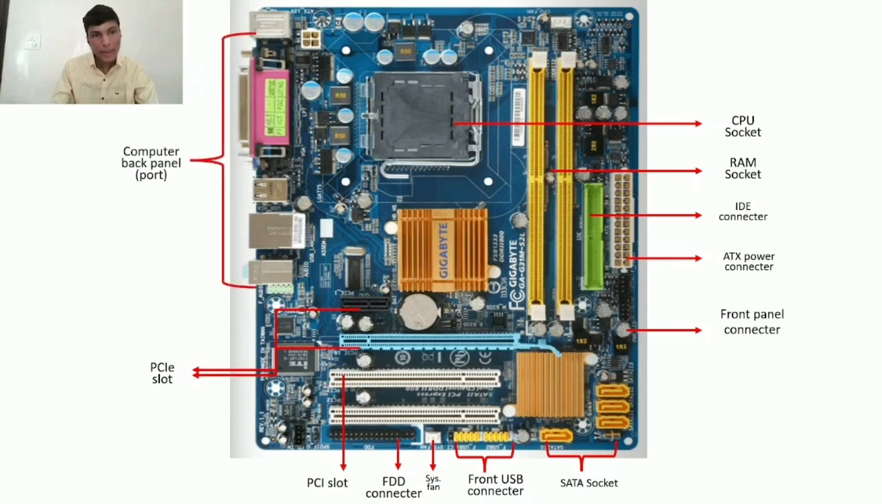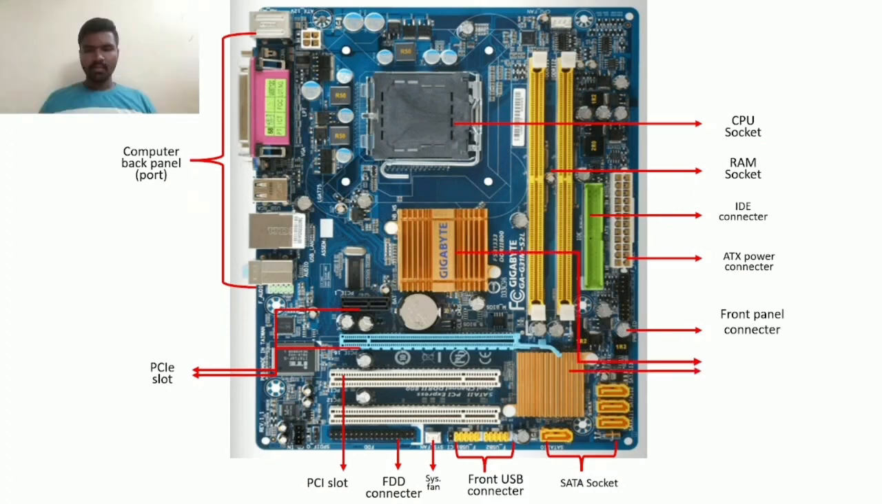So next is the computer back panel port. The back panel is where you can find the various ports on the back of your computer, in the case of a motherboard. These ports allow you to connect different peripherals and devices to a computer, such as a keyboard, mouse, monitor, speaker, and USB devices. It is important to note that not all motherboards have the same set of ports on the back panel. The number and types of ports can vary depending on the motherboard model and the manufacturer.